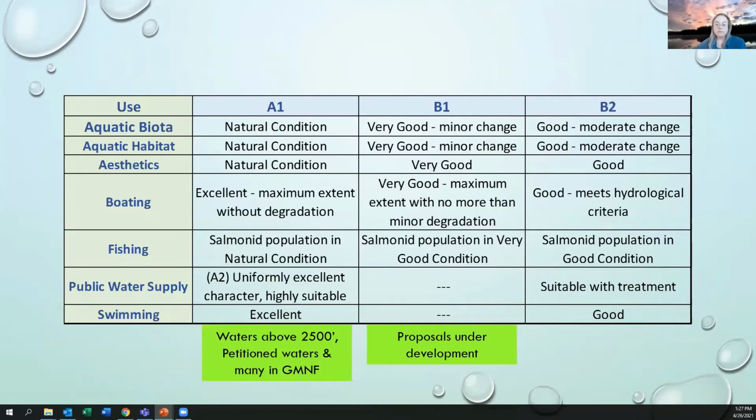We're talking to you folks because we're in the process of developing B1 options and proposals, so I'm hoping we'll move some of those forward. And everything else currently is classified as B2. So our goal is to take all the general B2 categories and break them down and find the ones that meet B1 and A1 and move those classifications up so they're better protected.